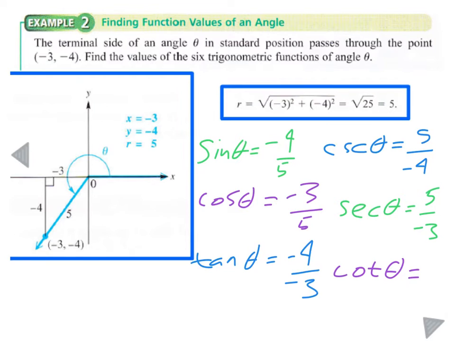I suppose here we should cancel those negatives out, so it would end up for the cotangent here just being +3 over +4, and again with the tangent really +4 over +3 once we cancel out those negatives. So again, another example of finding the six trig function values given a point that lies on the terminal side.